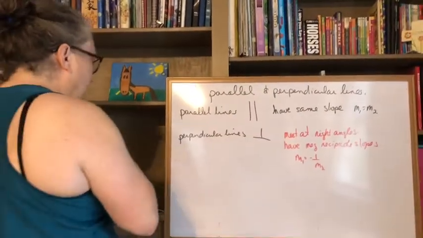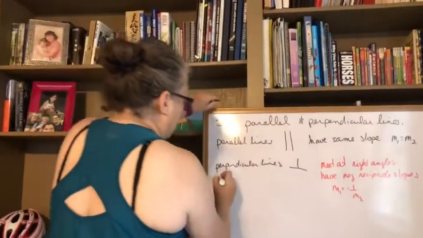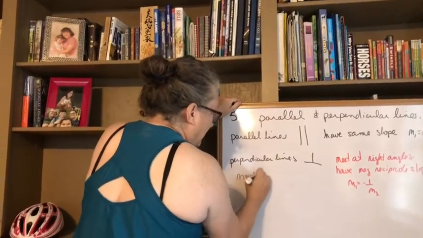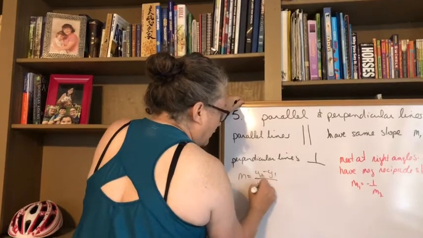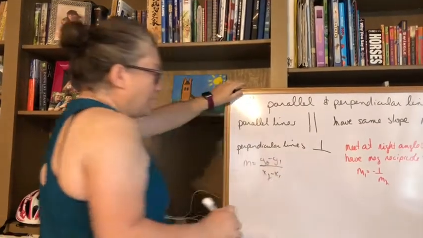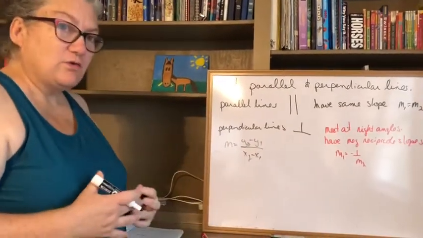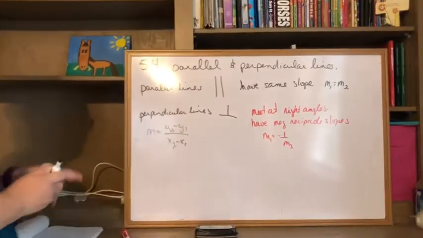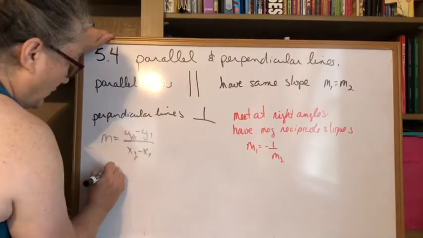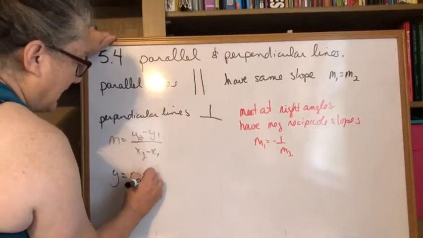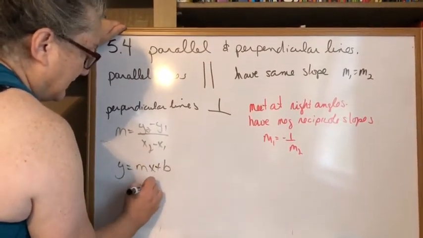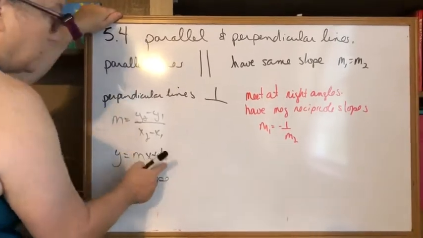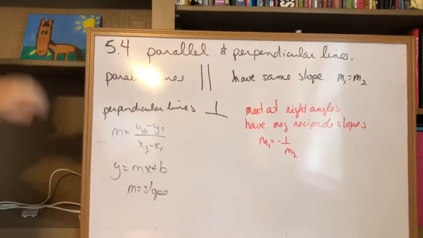Remember, we could find the slope by y2 minus y1 over x2 minus x1. But if we're given a linear equation, we don't want to have to find 2 points all the time. So another way to find the slope is by putting the equation in the form y equals mx plus b, where m equals the slope. We'll learn what b stands for in the next section.